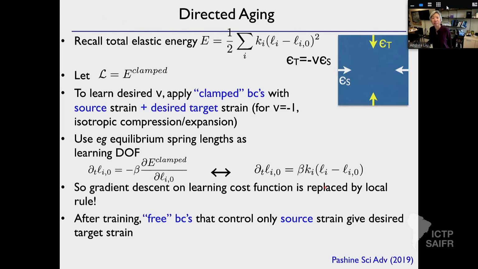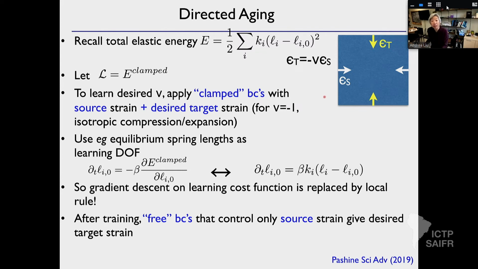So that's the idea of directed aging. Here's our elastic energy. And I'm just going to make my learning cost function what I'm going to call the clamped energy. What do I mean by that? If I want a negative Poisson ratio, if I apply a source strain squeezing like this, I want the system to shrink like this by the same amount. I want the target strain to be the same as the source strain.